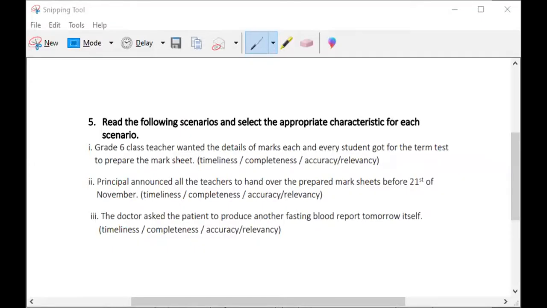Now, this question is not in the tute. So you can write it somewhere and give the answer while you are sending me the answers. There are 3 questions. Find out the best characteristic of the information.